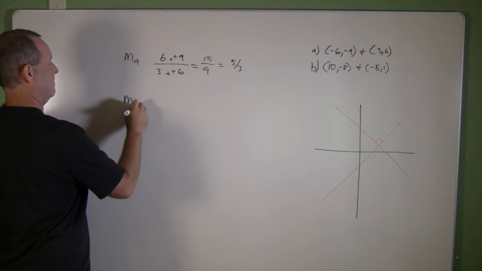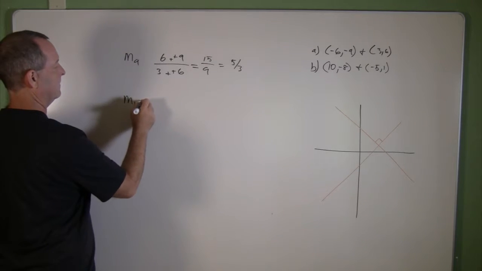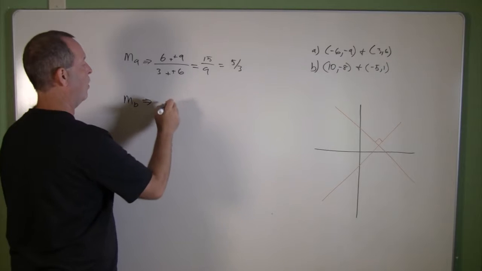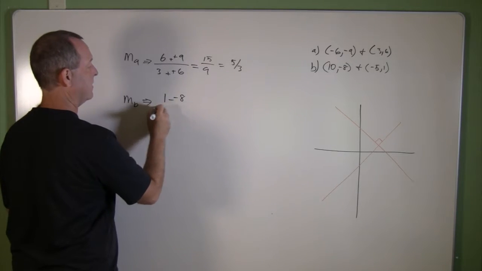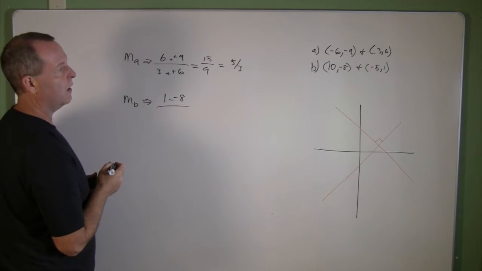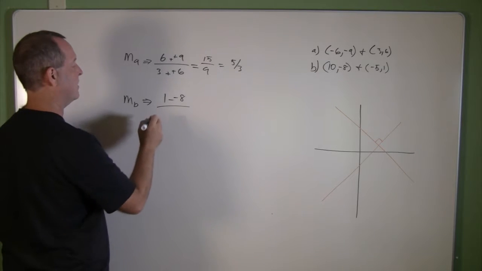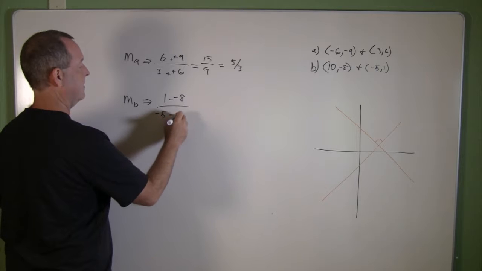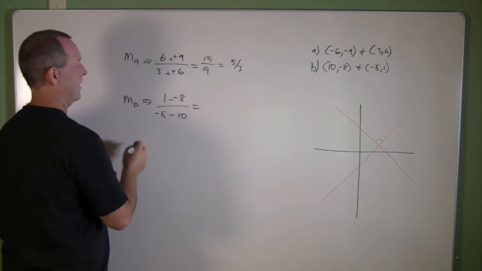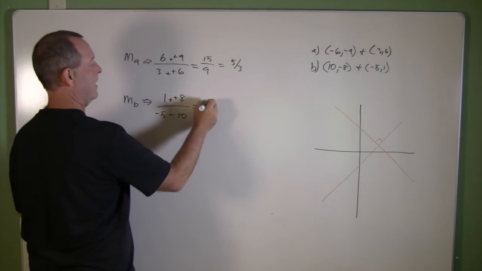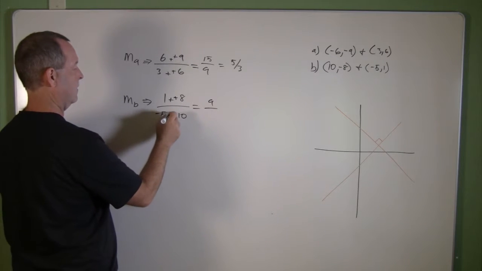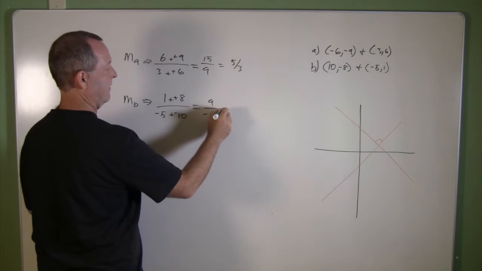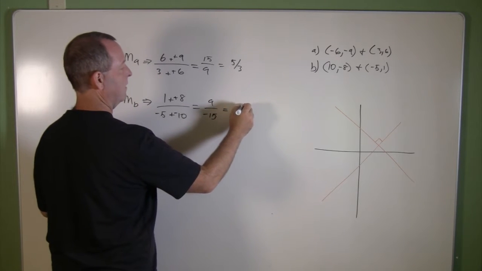Slope of the second set of lines: y2 minus y1, so 1 minus -8, all over x2 minus x1, where x1 is -5 and x2 is 10. I get a slope of 9 over -15. And that reduces down to -3/5.